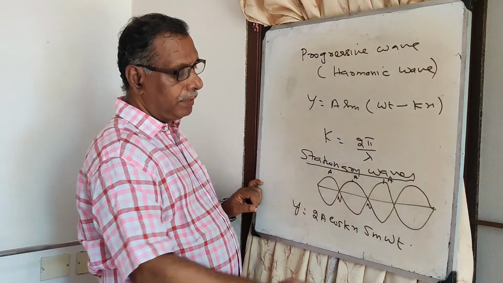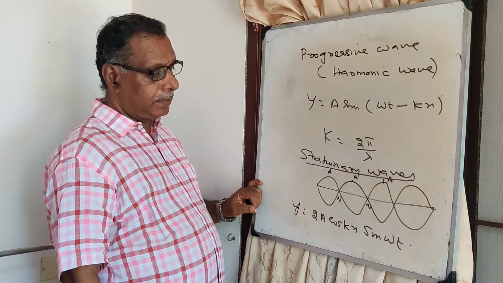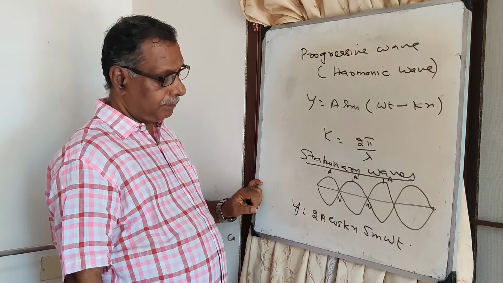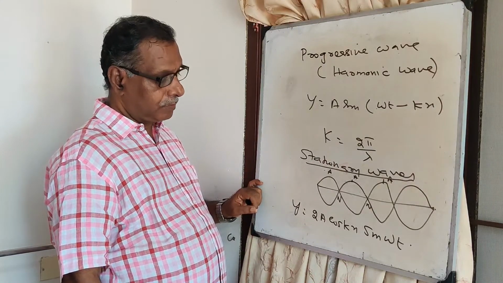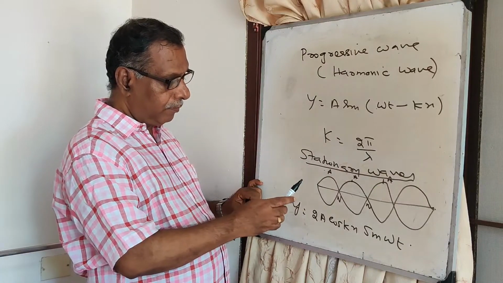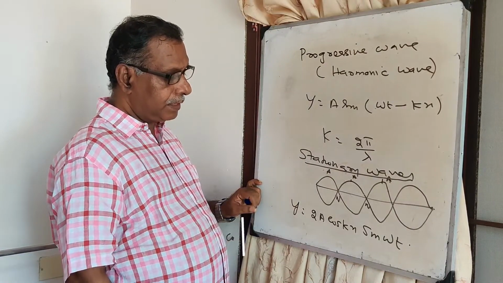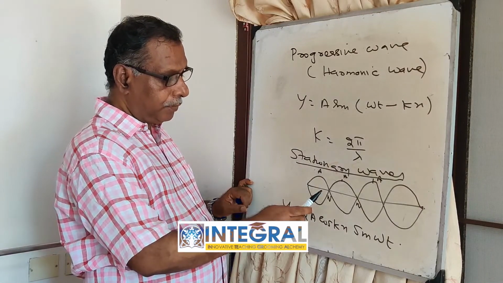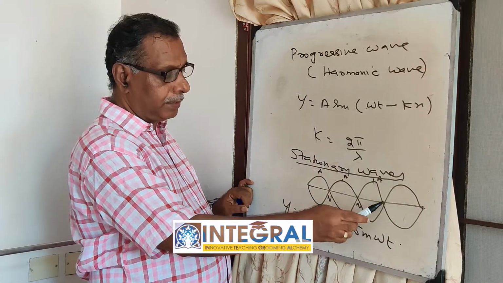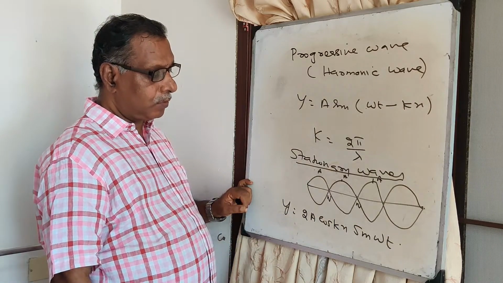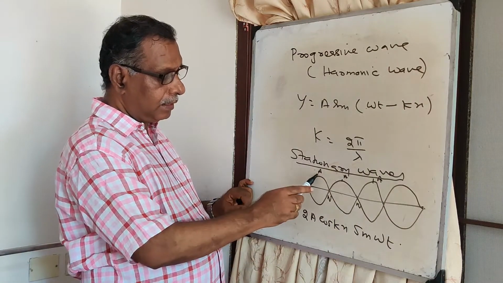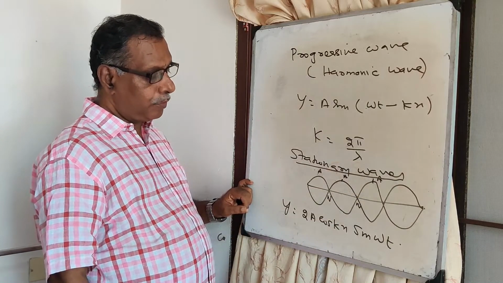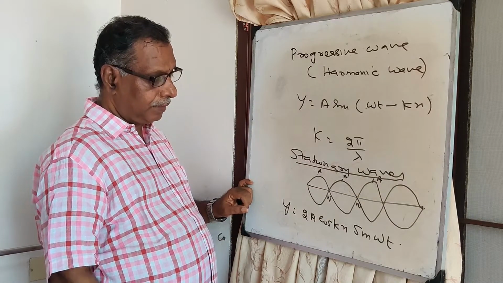When two waves of equal amplitude and frequency are superimposed together in opposite directions, you will get stationary waves. In a stationary wave, the frequency is the same as that of the individual waves. At certain points, particles do not vibrate at all. Such points are called nodes. At certain other points, particles vibrate with maximum amplitude. Such points are called antinodes.